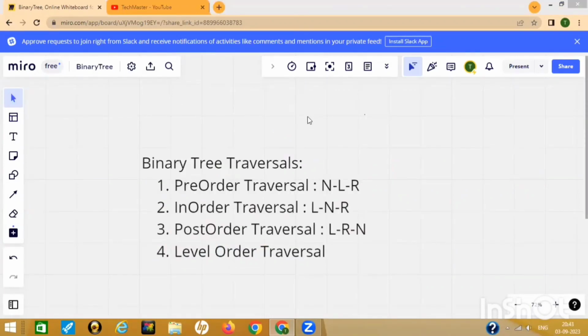In this video, I talked about pre-order traversal, in-order traversal, post-order traversal, and a brief about level order traversal. In the upcoming videos, I'll be talking about these traversal techniques one by one. Also, I'll be talking about the code for this, and we'll give a demonstration of how the code works.